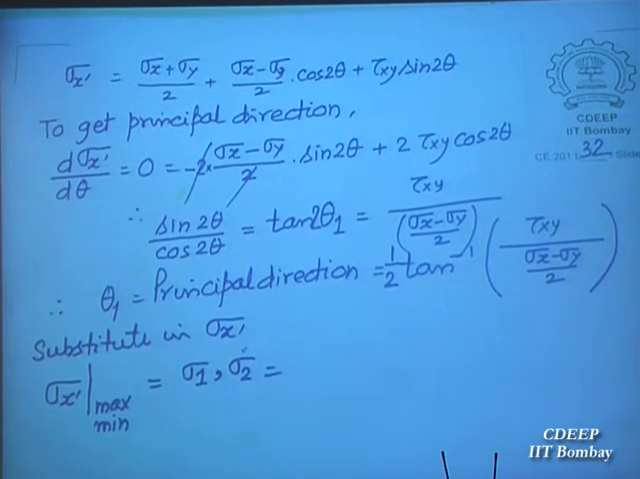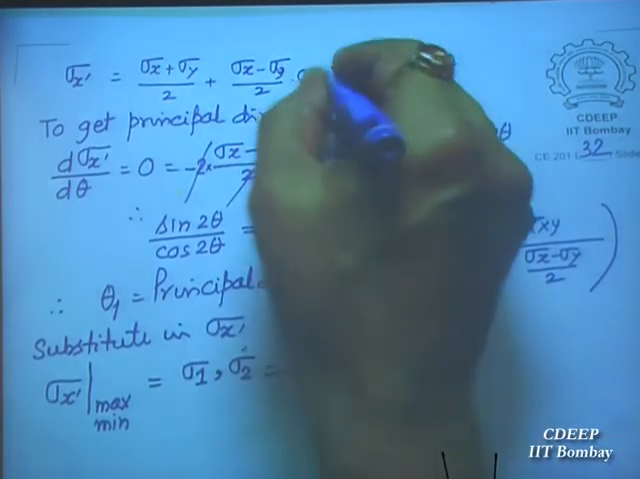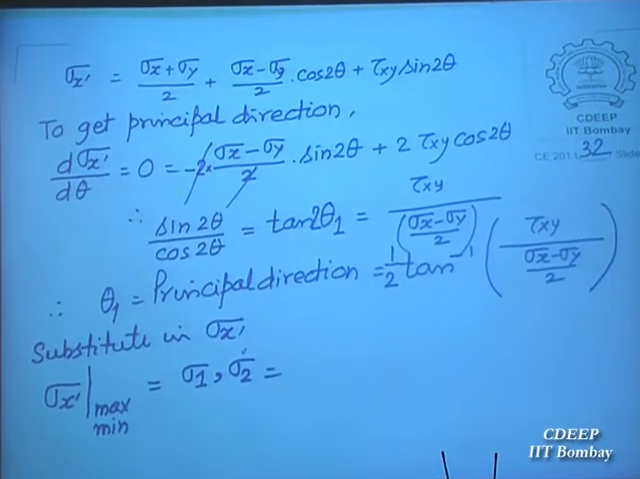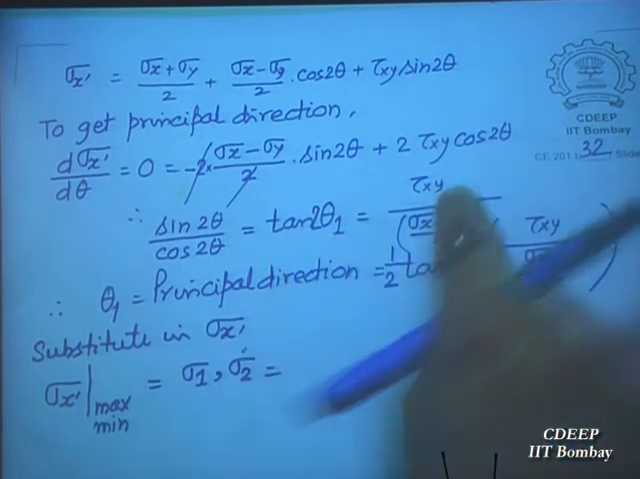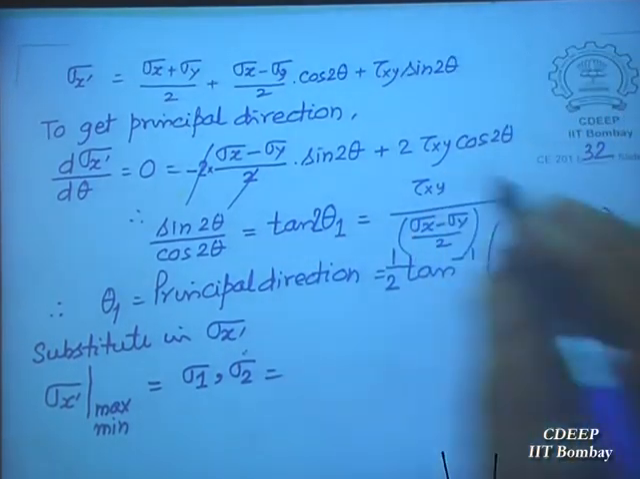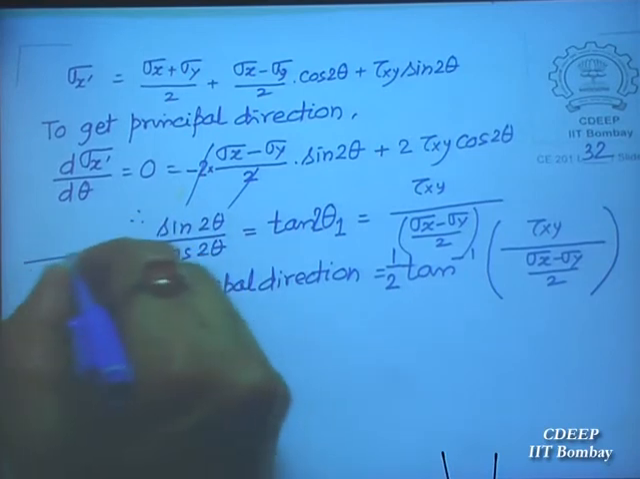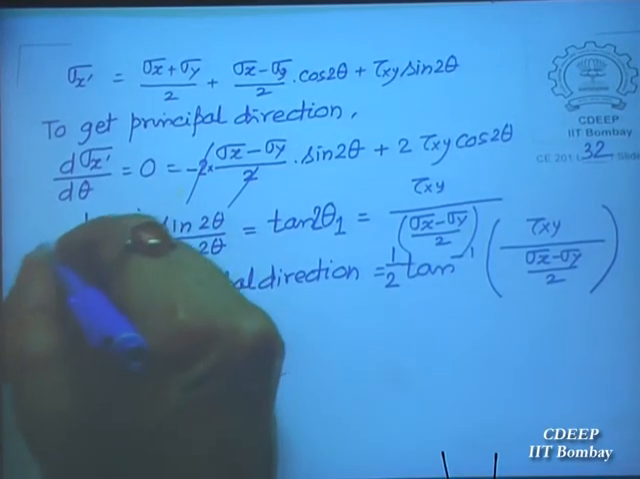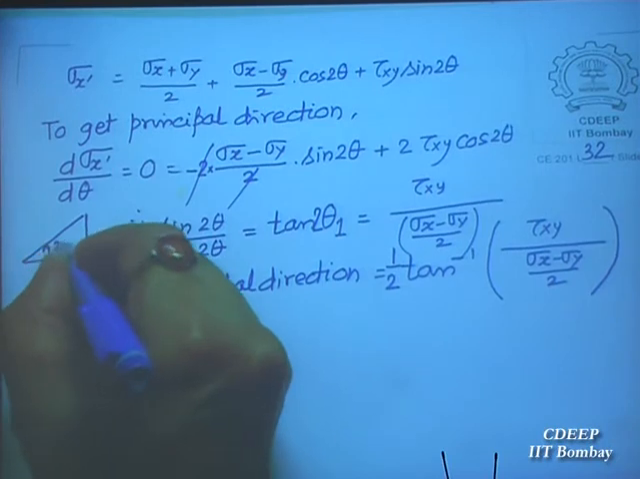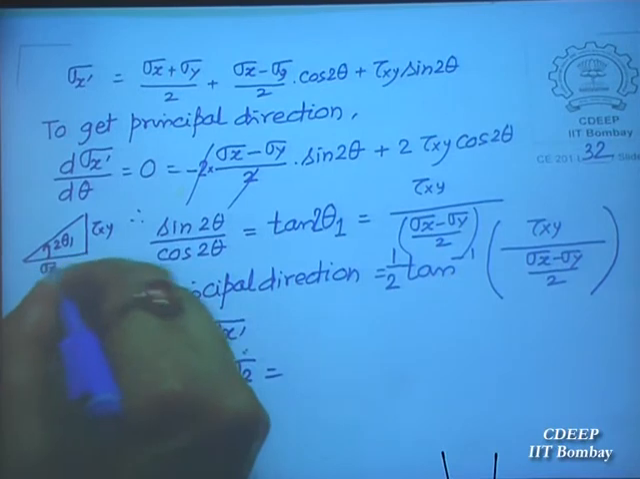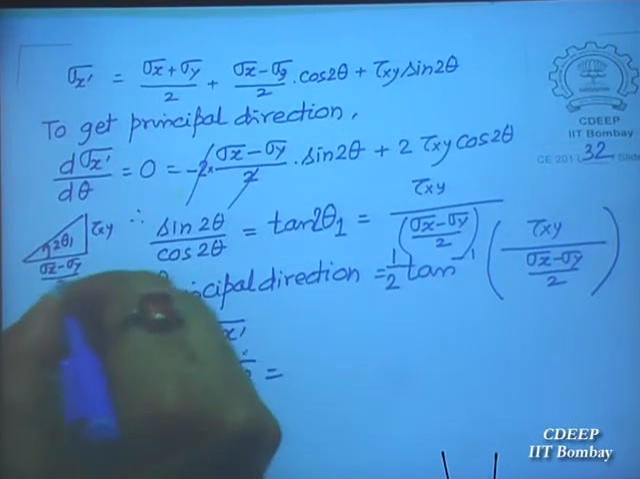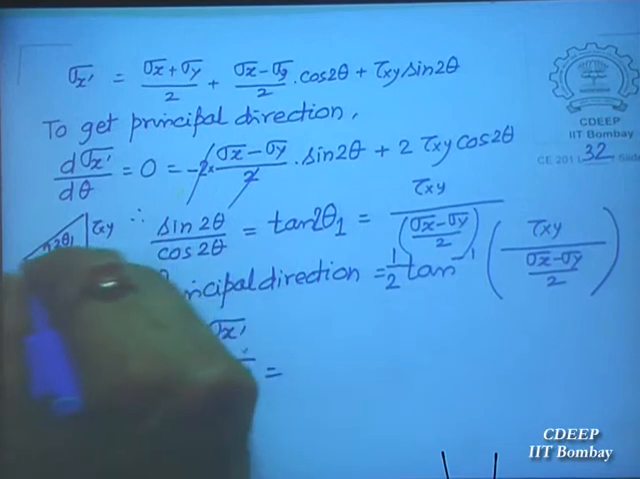So this comes out to be, if you substitute this value of tangent 2 theta 1 into this formula here, find out. I think it's not difficult, because tangent 2 theta 1 is tau xy over this. So please make a triangle. This is 2 theta 1. So this is tau xy, and this is sigma x minus sigma y by 2.